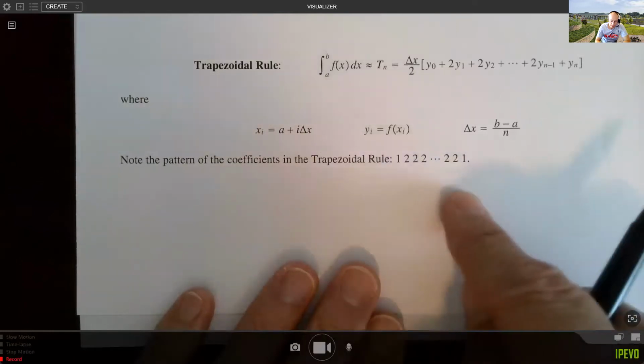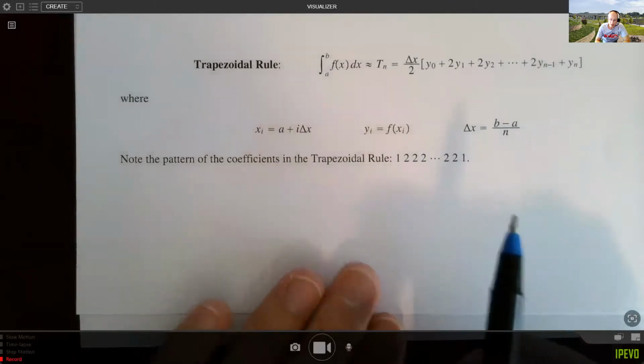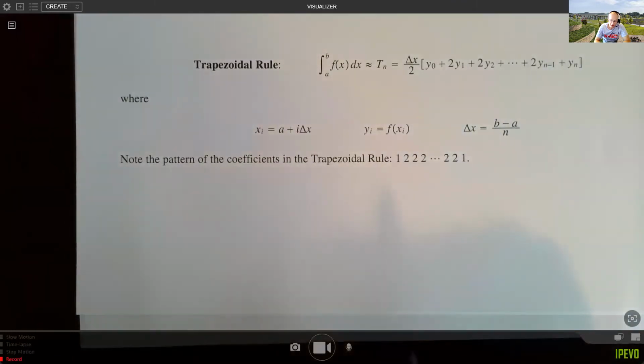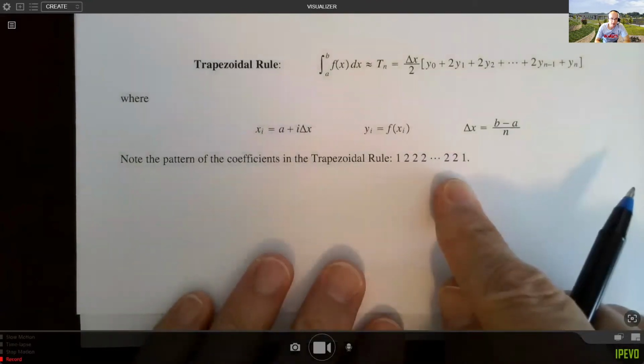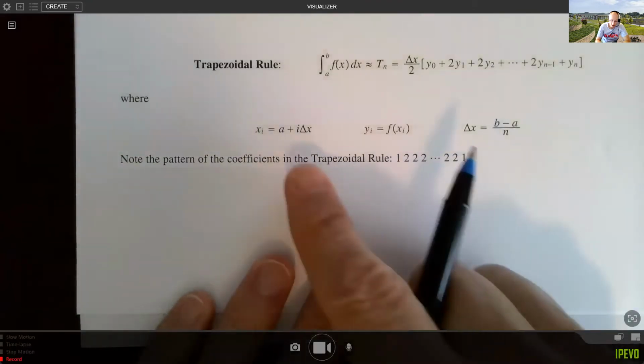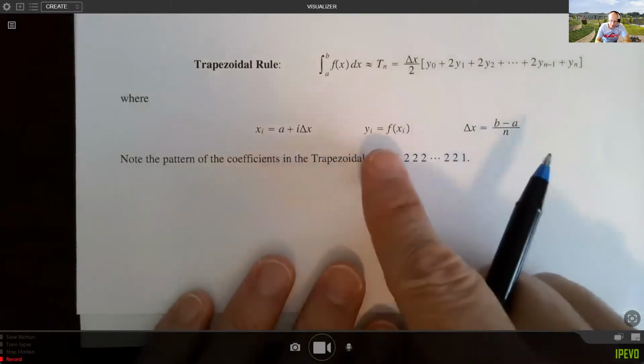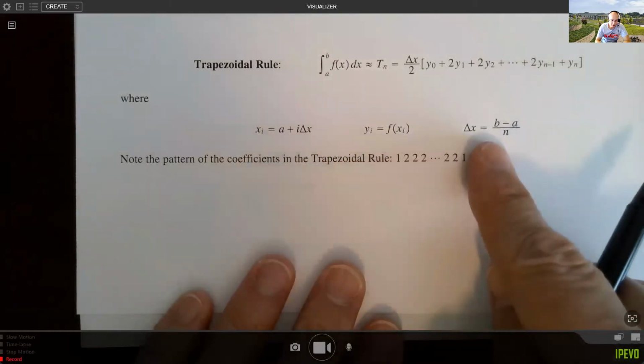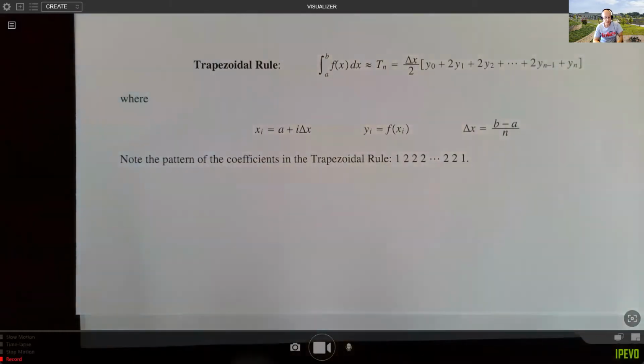Now, on the tests, I'm not going to require you to memorize this formula. I will give it to you, but it's not too bad to remember this one. Again, it goes through the definitions of all the things that we've talked about. In the next video, we will look at an example of applying the trapezoid rule and see how that works.